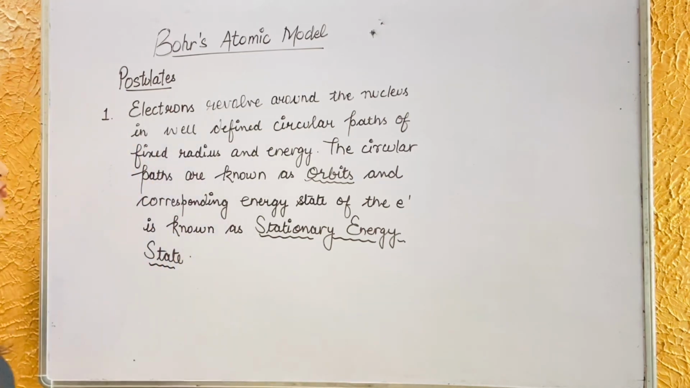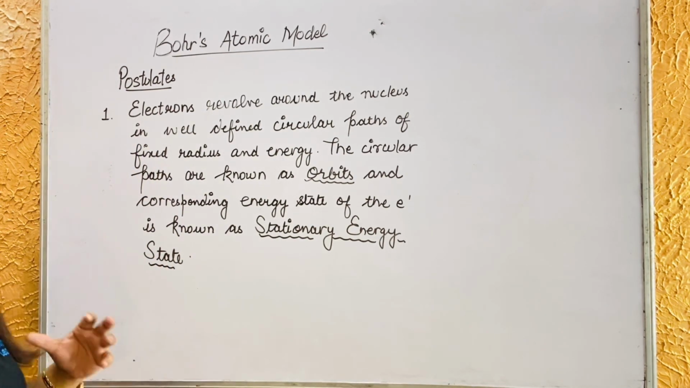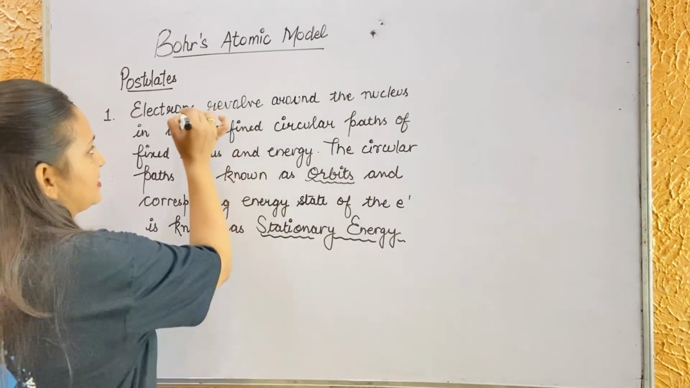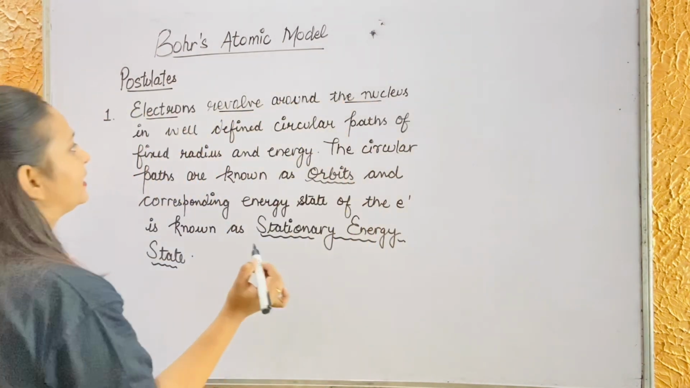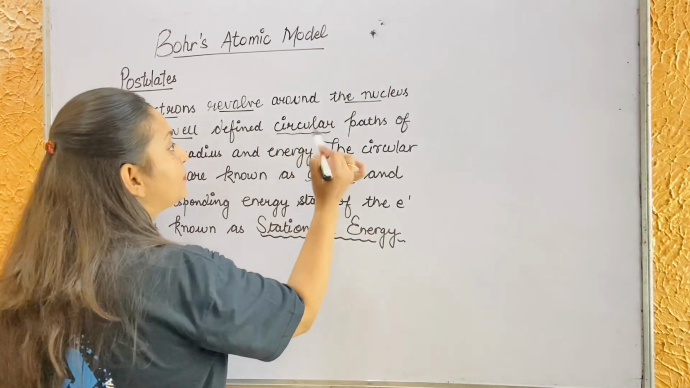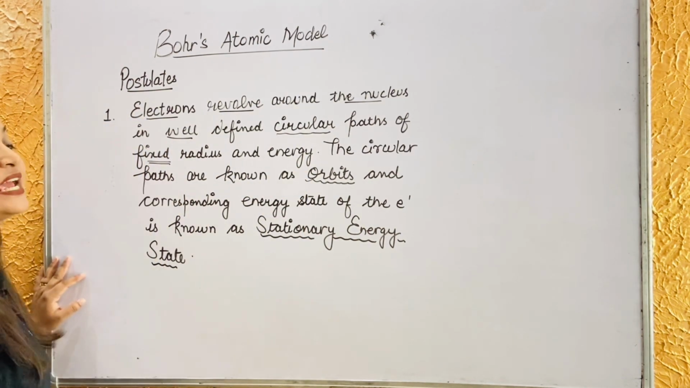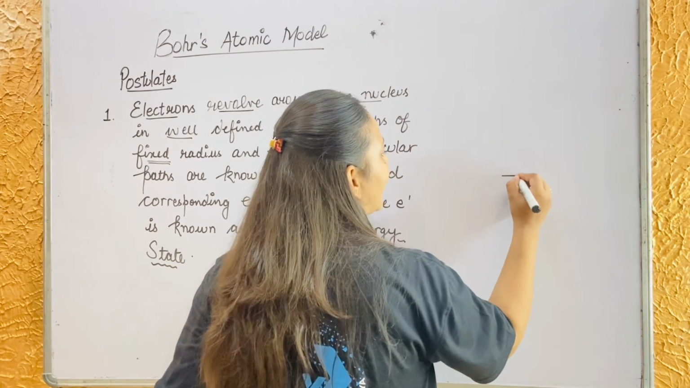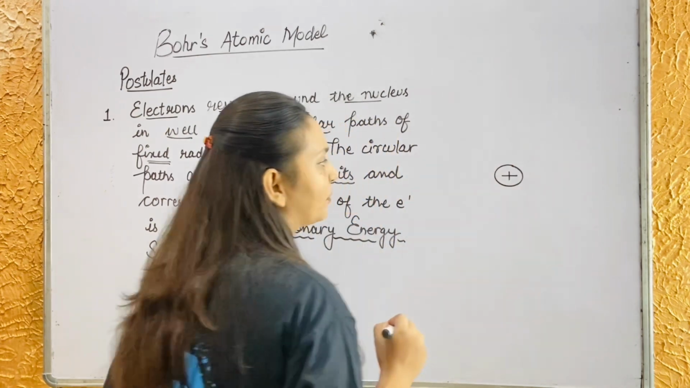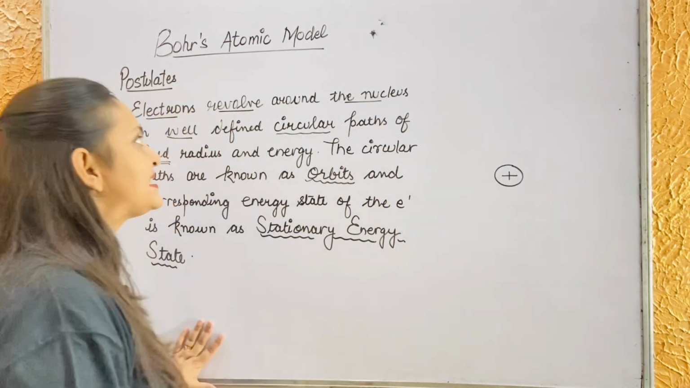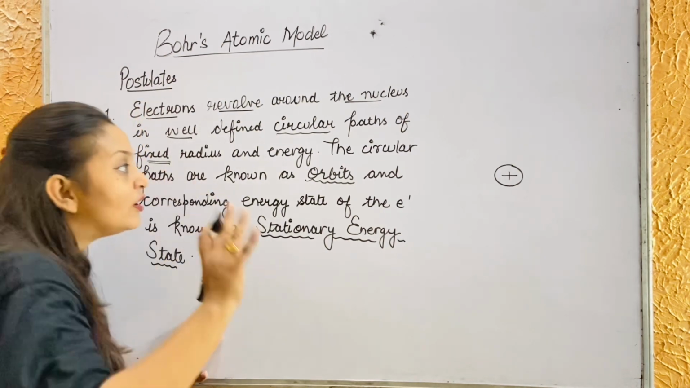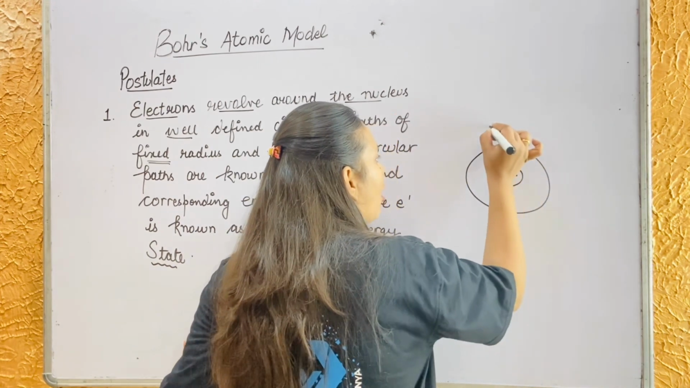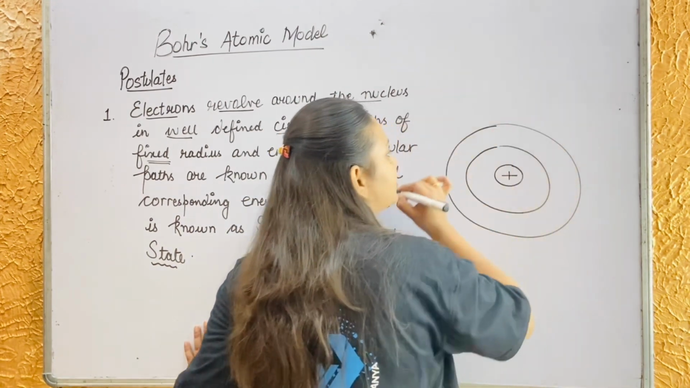So students, let us now discuss the important postulates of Bohr's atomic model. He stated that electrons revolve around the nucleus in well-defined circular paths of fixed radius and energy. It was just proved by the Rutherford model of the atom that inside the atom there is a positively charged region known as the nucleus. He said that the electrons are revolving in circular paths of fixed energy and fixed radius.